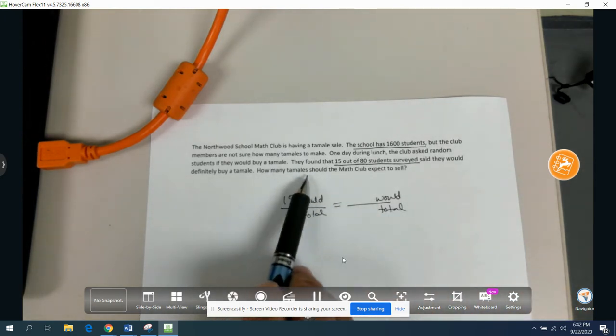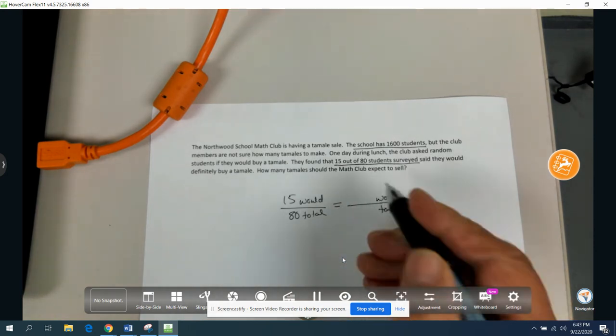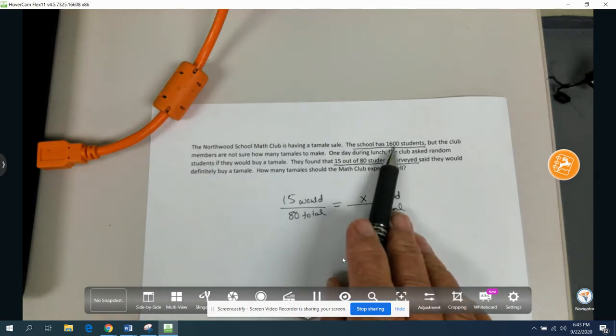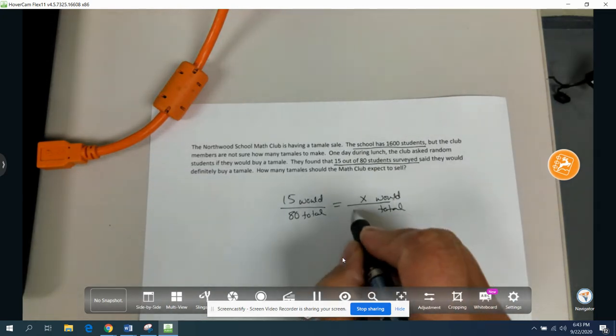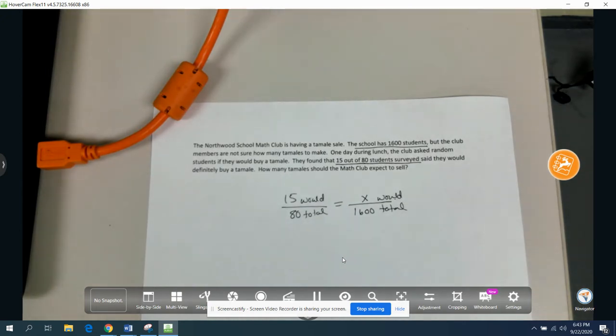Here's the question. How many tamales should the math club expect to sell? So this is the thing that I don't know, how many they're going to sell. Going back to here, they said there's 1,600 students. That's my proportion. A proportion is a set of equal ratios, okay? And now I need to solve it.